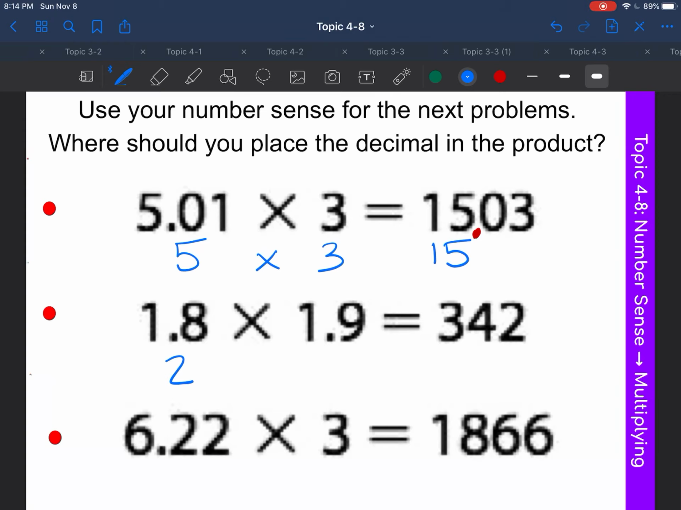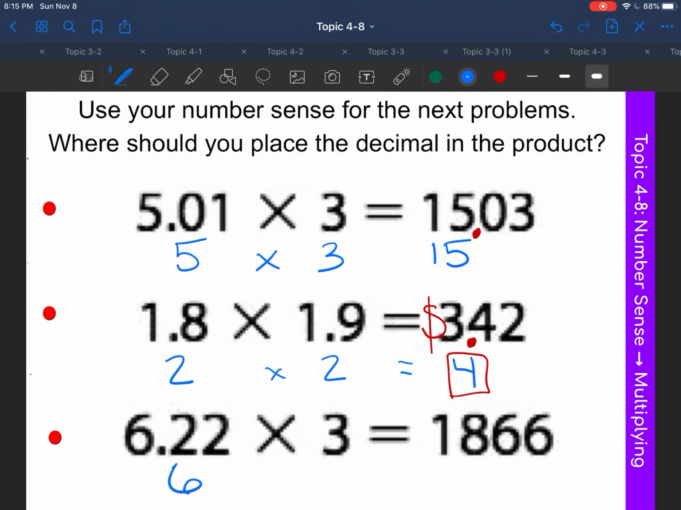The next question, 1 and 8/10ths is very close to 2. 1 and 9/10ths is also very close to 2. 2 times 2 is 4. So where should the decimal place go so that 342 is very close to 4? If we drag that over, it would go between the 3 and the 4. So it's 3 and 42/100ths, which again, if we look at that as a dollar sign, $3.42 is very close to having $4.